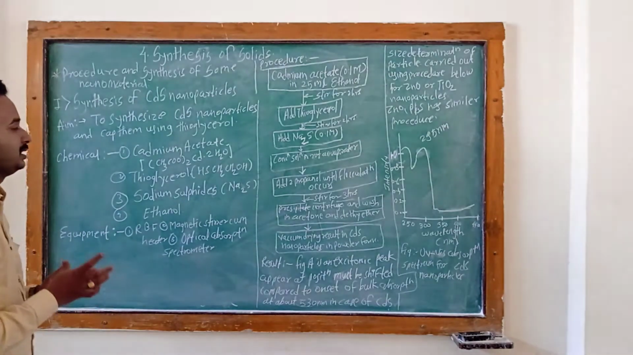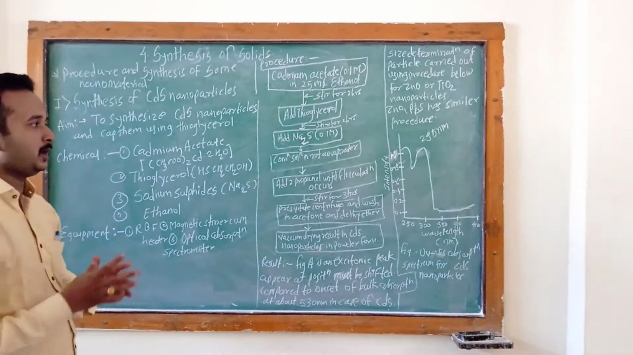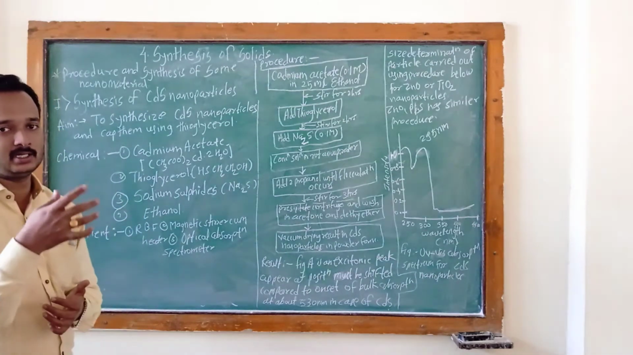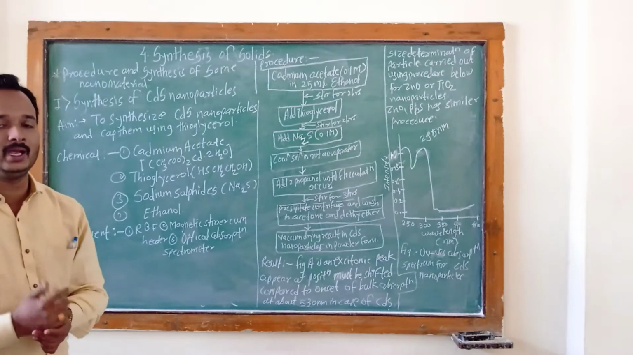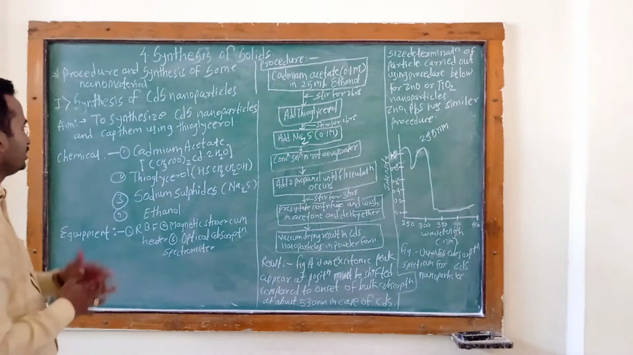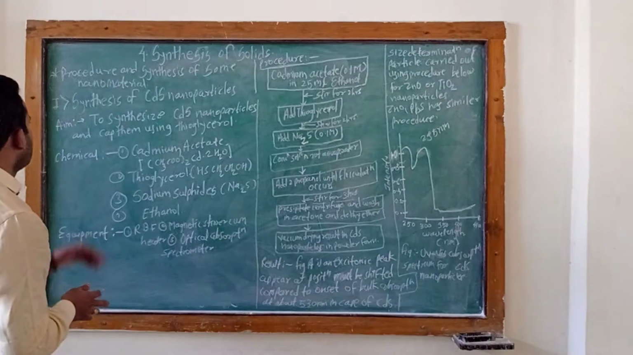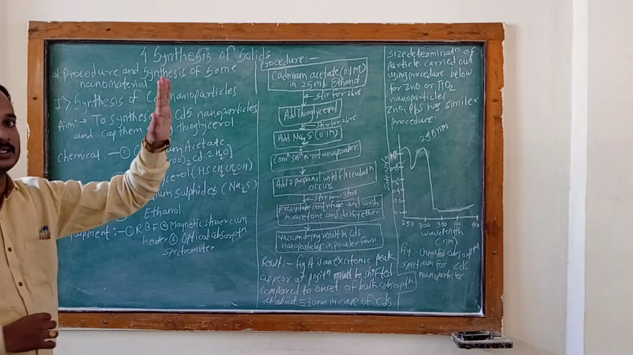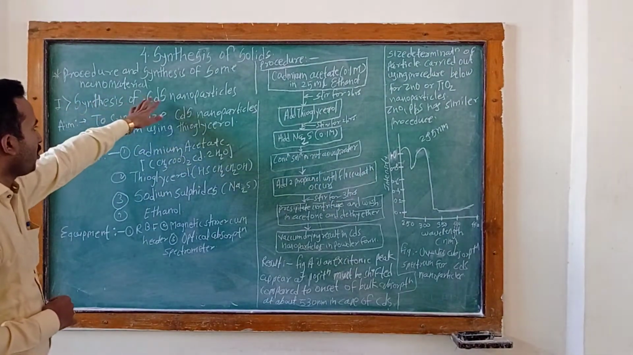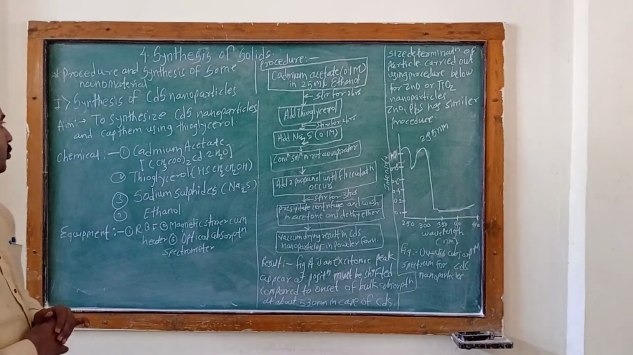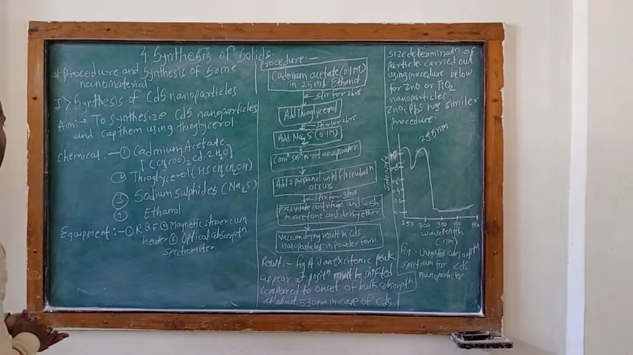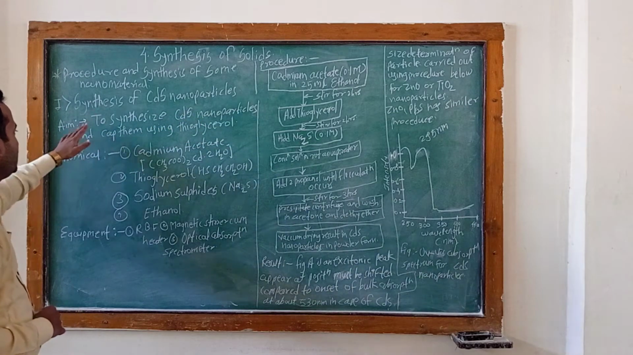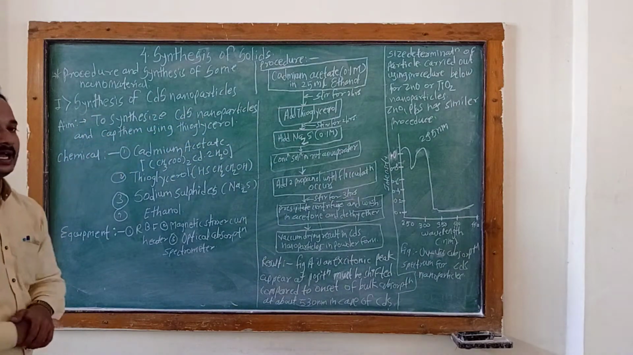You have to take six nanomaterials and study their synthesis: its procedure, its aim, chemicals, equipment and its result. We have to discuss these points. The first nanomaterial is cadmium sulfide, the synthesis of cadmium sulfide nanoparticles. The aim is to synthesize the cadmium sulfide nanoparticles and cap them using thioglycerol.